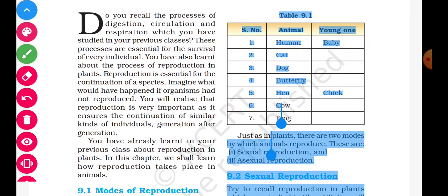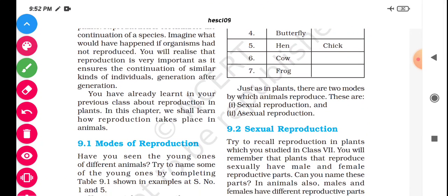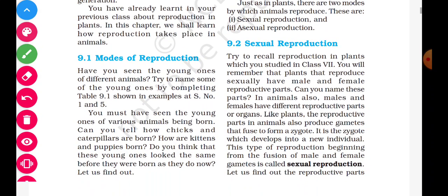In your previous standards, you have studied about reproduction in plants. Now, in this chapter, we are going to study how reproduction takes place inside animals. What is the mode of reproduction? Let us start. So, our first topic is 9.1 Modes of Reproduction.